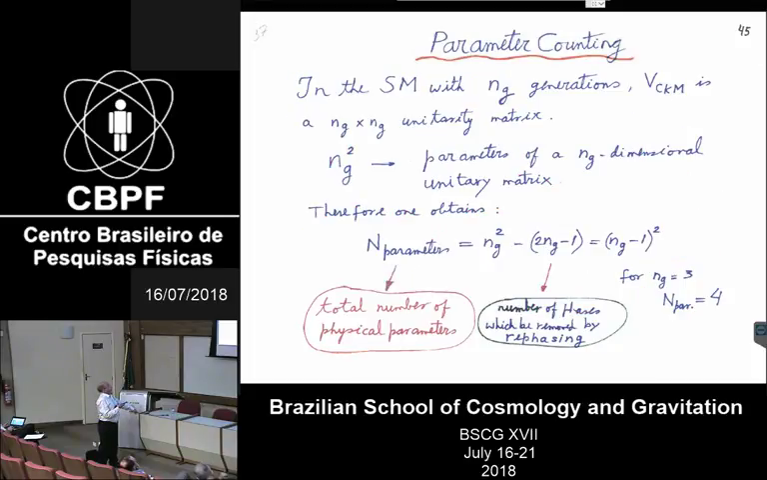So there is a traditional parameter counting. These are the number of parameters in an NG-dimensional unitary matrix. If we do the counting, these are the total number of physical parameters, because this is NG squared minus the number of phases which can be removed by rephasing of the quark fields. So you get (NG minus 1) squared. For 3 generations, you get 4 free parameters. These 4 free parameters, if you parameterize through Euler angles and a phase, lead to 3 angles and 1 phase.